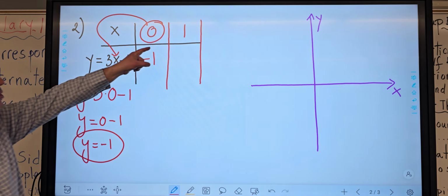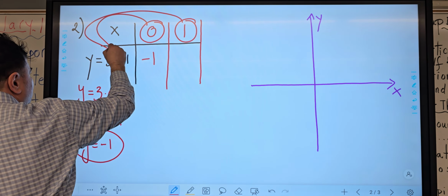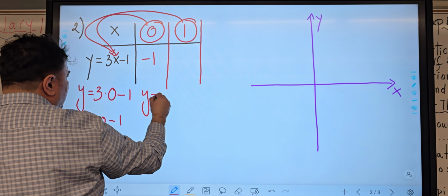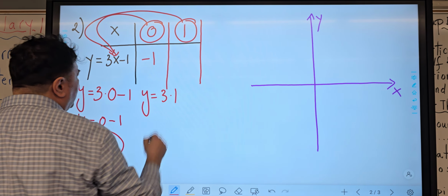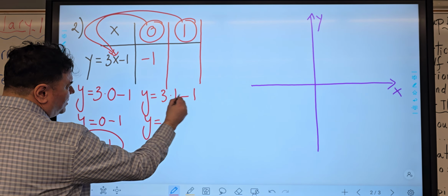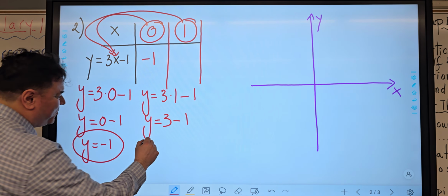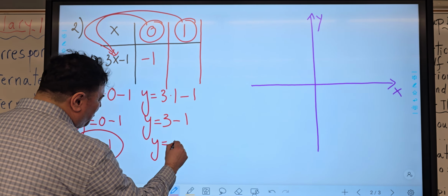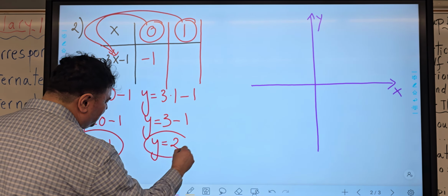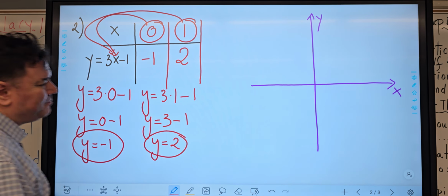And next we are going to plug in 1 for the x. So then we have y equals 3 times 1 minus 1. Y equals 3 times 1 is 3 minus 1. 3 minus 1 is 2. Y equals 2. Okay? So now we are going to put 2 for this y.